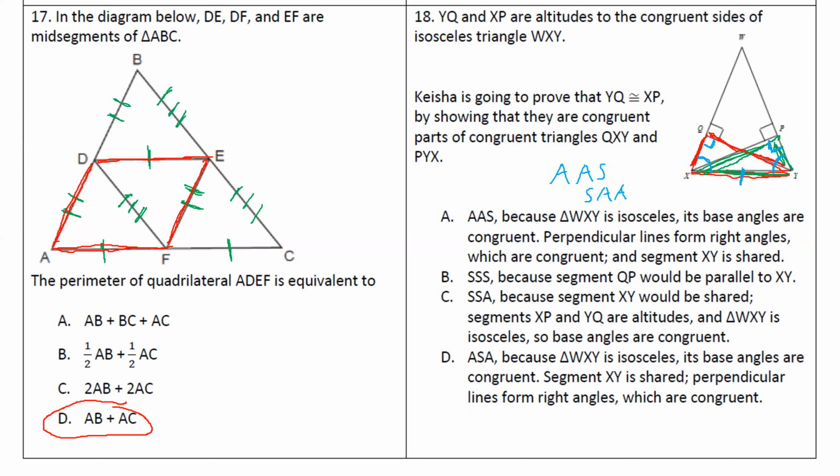If we look down the list here, we had options of ASA for D, that doesn't work. SSA, that never works. SSS, that doesn't work. And then A is the only option that correctly uses AAS. And it gives an explanation similar to how I just labeled all of those figures. So A is our correct answer.